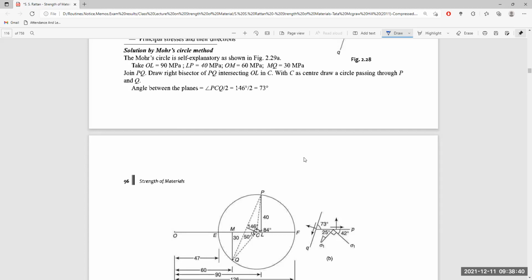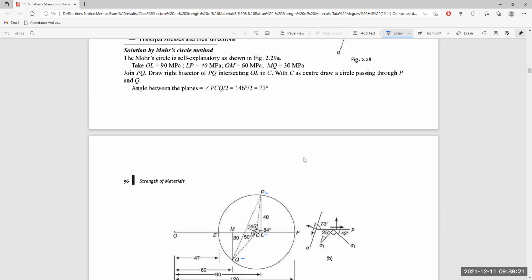So here MQ is 30 and this is 40. Then we join the points and draw the line PQ. It is bisected by the right bisector of PQ: we find the middle point of this line and make a vertical line, which is the right bisector. It intersects the x-axis at the point C. From C, we draw a circle passing through P and Q.